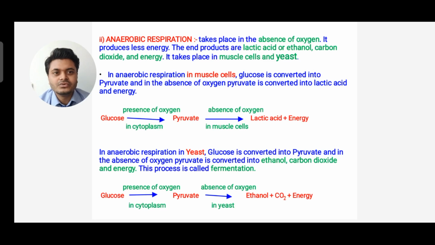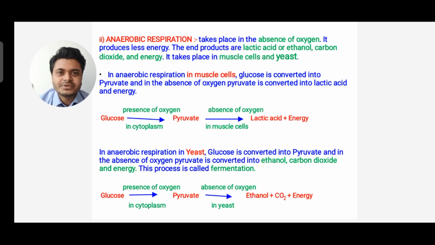All right, so the glucose is converted into pyruvate. In absence of oxygen, the pyruvate is again converted into lactic acid and energy. Understood? So glucose in presence of oxygen in the cytoplasm produces pyruvate, and this pyruvate in absence of oxygen in muscle cells produces lactic acid and energy.